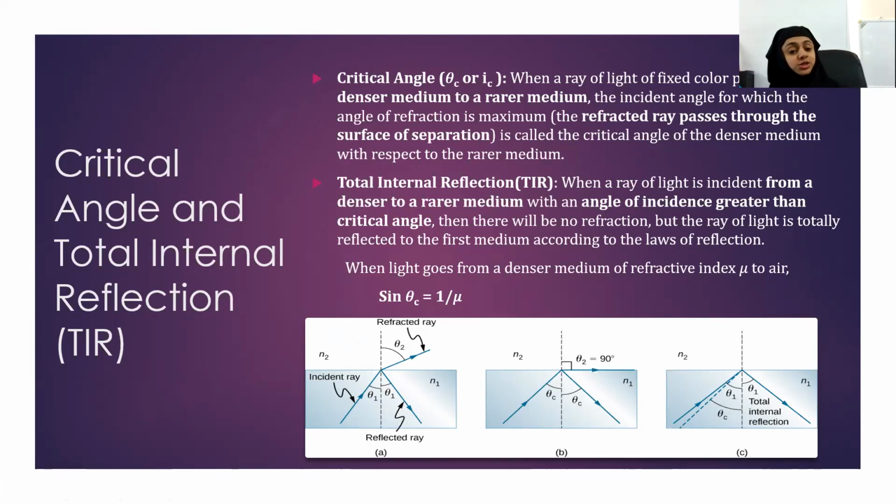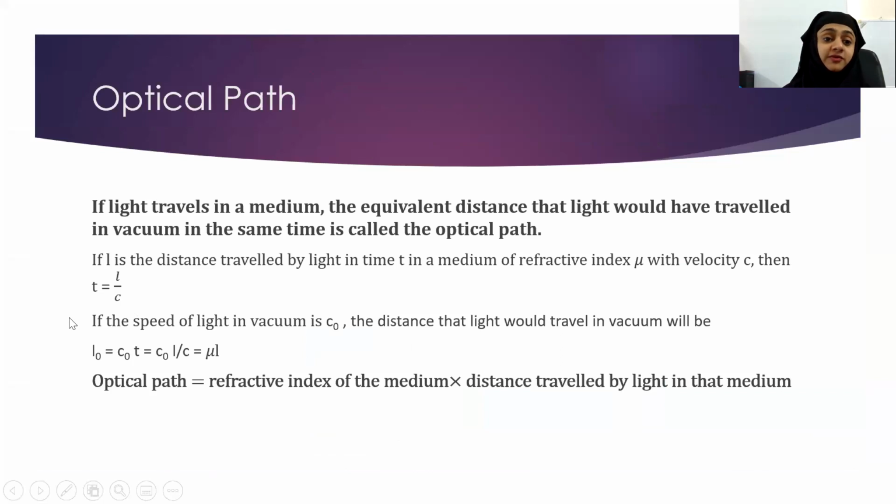Is this clear to you, what is total internal reflection? Yes, teacher. Okay, so let us see a new concept called optical path before we go to Fermat's law or Fermat's principle. Have you heard of optical path? No. Optical path means the path or distance that the light would have traveled in vacuum if it is traveling in a medium. Where does light have maximum velocity?